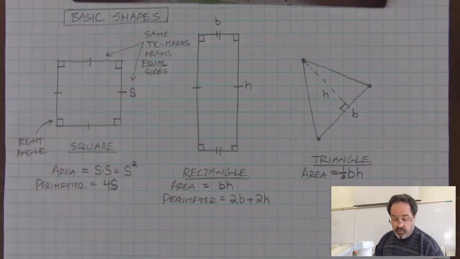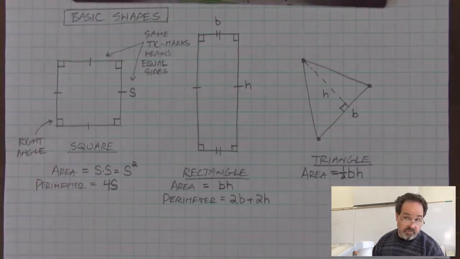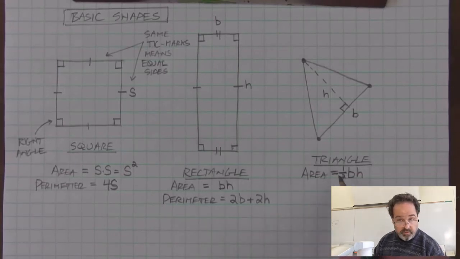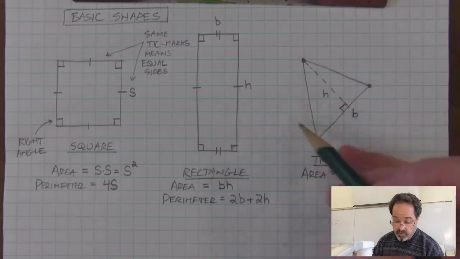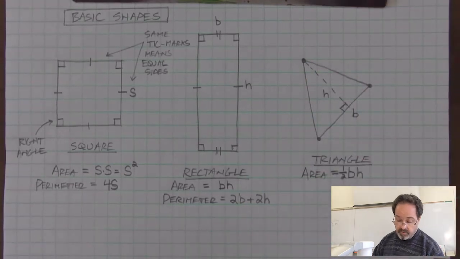The perimeter of a triangle takes much more sophisticated mathematics. So we don't have a formula or an equation to calculate the perimeter of a triangle. That could be difficult to calculate in many cases.